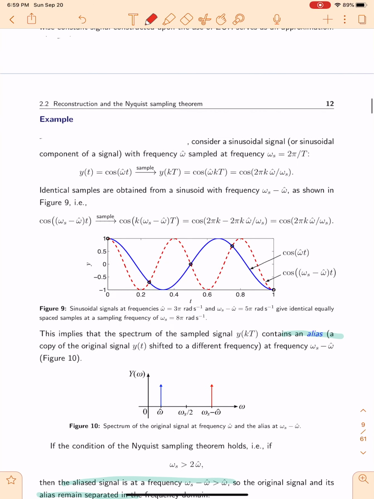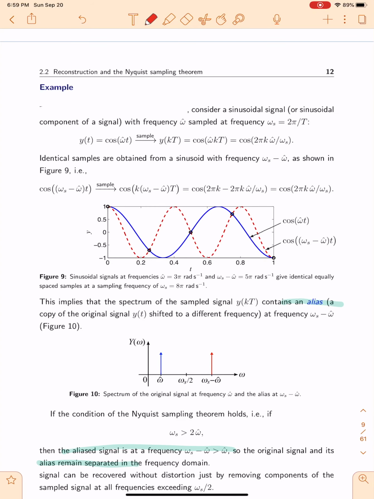And for example, consider a sinusoidal signal where the frequency is omega and it is sampled at omega_s. Because it's sinusoidal, we give cos(omega t). By sampling, we translate from y(t) to y(kT), so t will be replaced by kT. And as T can be represented by omega_s, we will have this notation here.